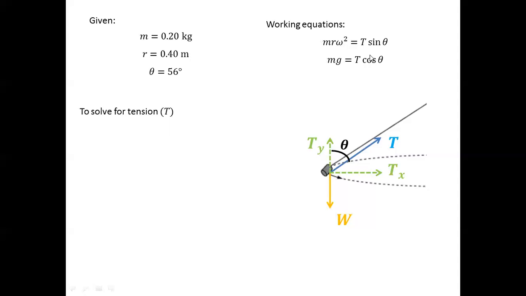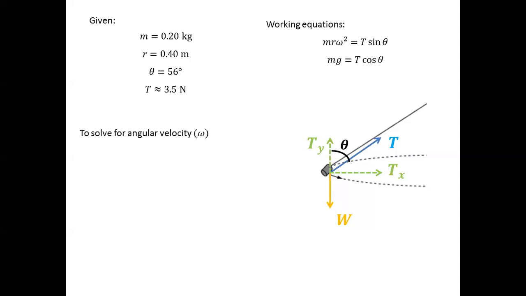If we move to the second working equation, we have mass, that's given. g is the acceleration due to gravity, so that's a constant. And theta is also given, that's 56 degrees. So T is the only unknown, which means we can use this to solve for T. Manipulating this equation, we'll have T is equal to mg over cosine theta. Substituting all the values, we'll have the value of tension to be approximately equal to 3.5 newtons. Okay, so we're done with tension.